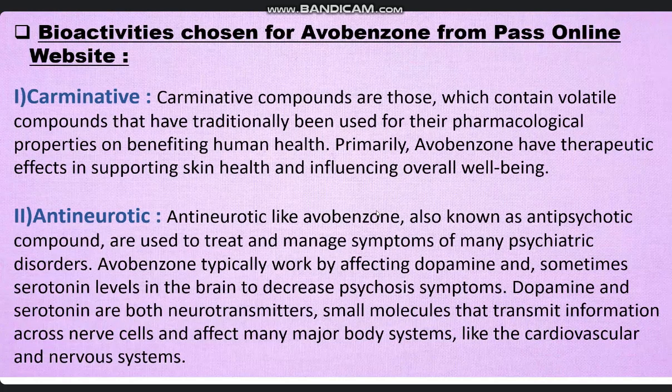Carminative is a herb or a preparation which prevents formation of gas in our gastrointestinal tract, and it helps infants in the treatment of colic disease. And second one is antineurotic. So antineurotic, like avobenzone, also known as antipsychotic compound, are used to treat and manage symptoms of many psychiatric disorders. Avobenzone typically works by affecting dopamine and sometimes serotonin levels in our brain to decrease psychosis symptoms.